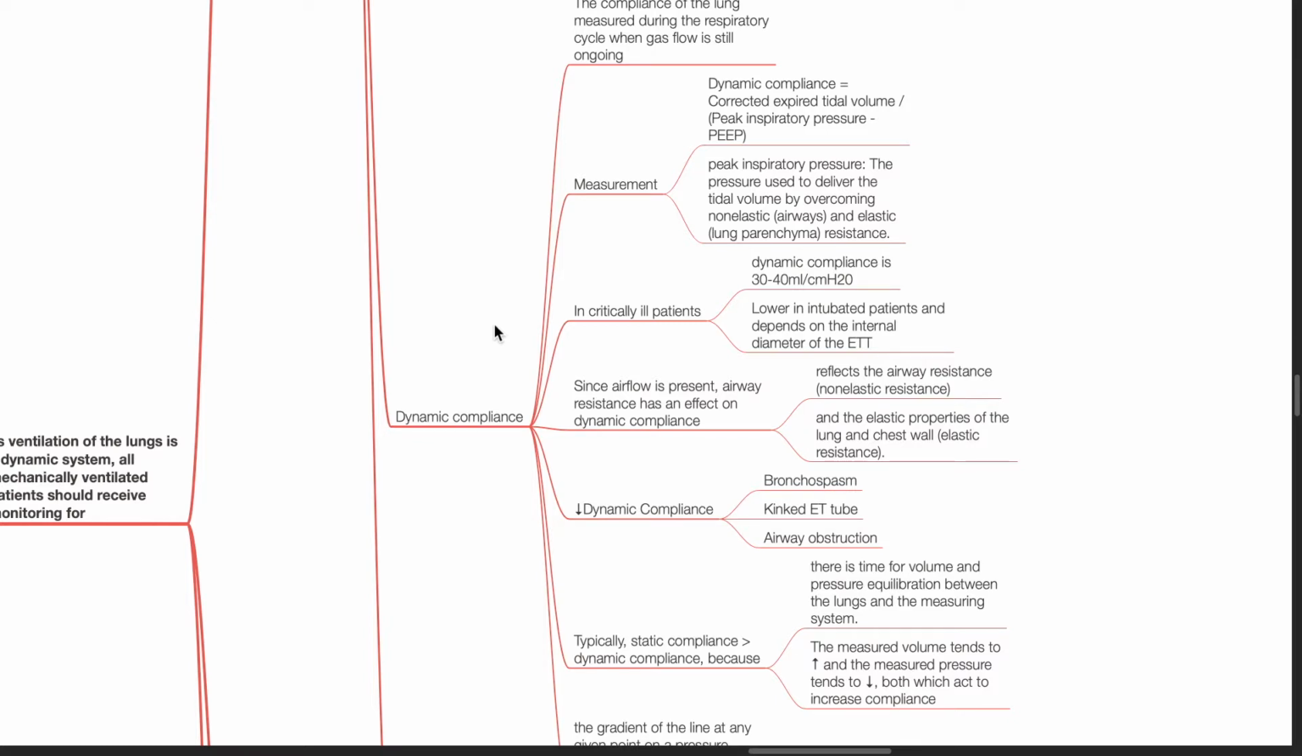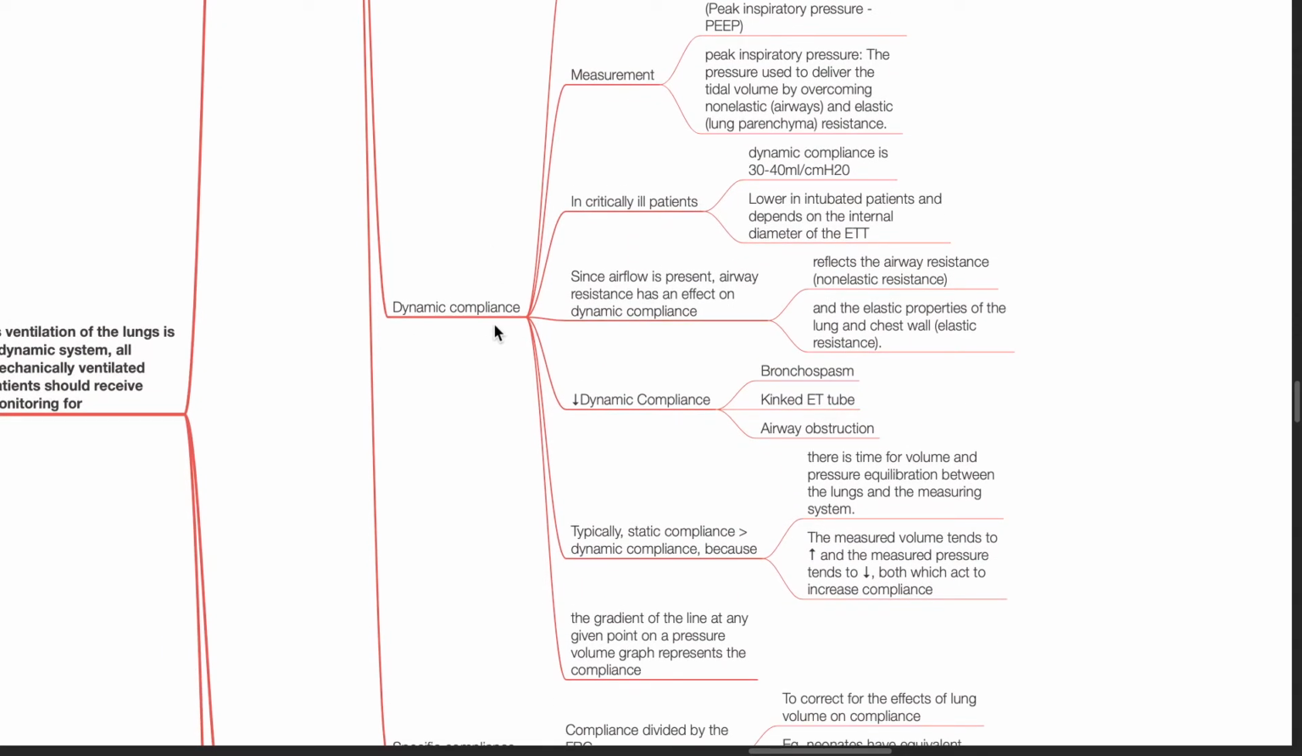It is lower in intubated patients and depends on the internal diameter of the endotracheal tube. Since airflow is present, airway resistance has an effect on dynamic compliance. Causes of reduced dynamic compliance include bronchospasm, kinked ET tube, and airway obstruction.